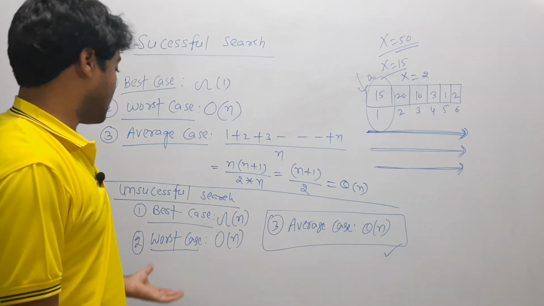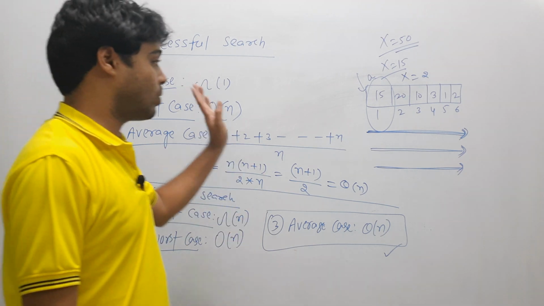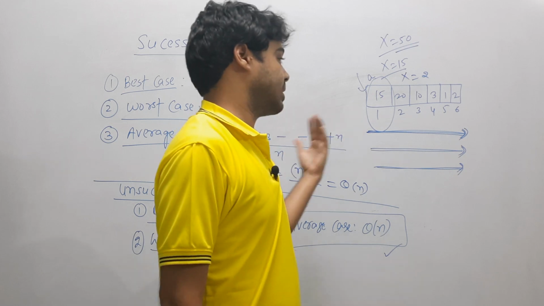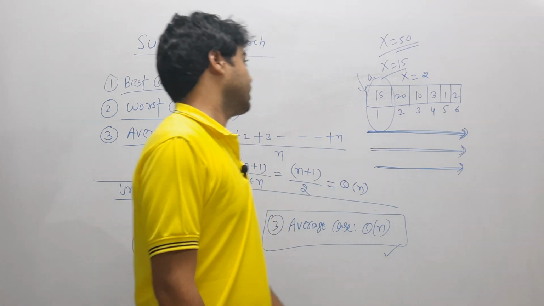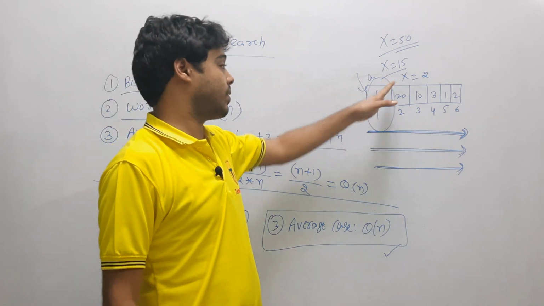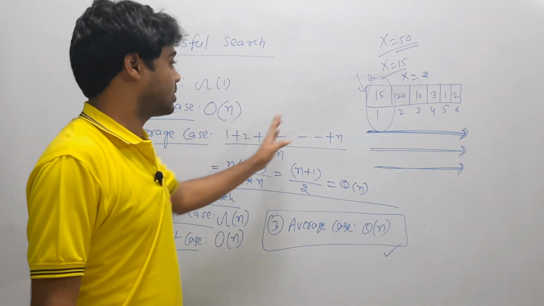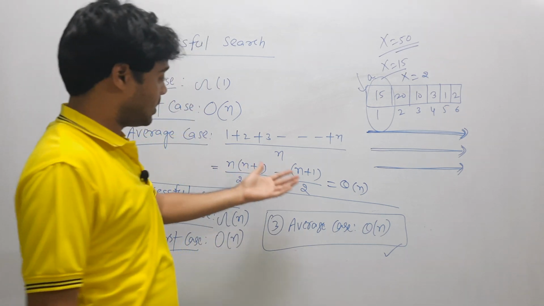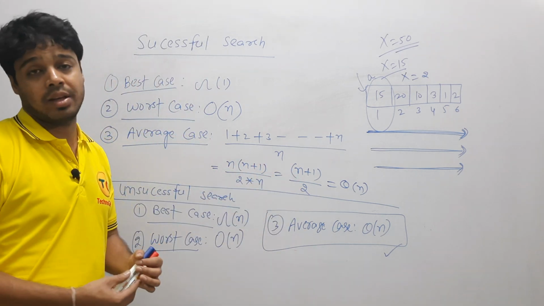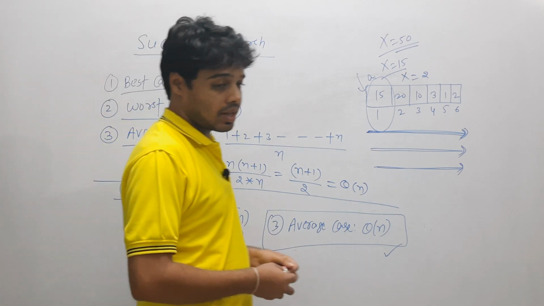Unsuccessful means there is no element, so we have to search the total array, whether it is best case, worst case, or average case. In the best case of a successful search, you find 50 in constant time; in the worst case it is the total array, and the average case is theta of n time. Here (n plus 1) by 2 comparisons are there. This is linear search.